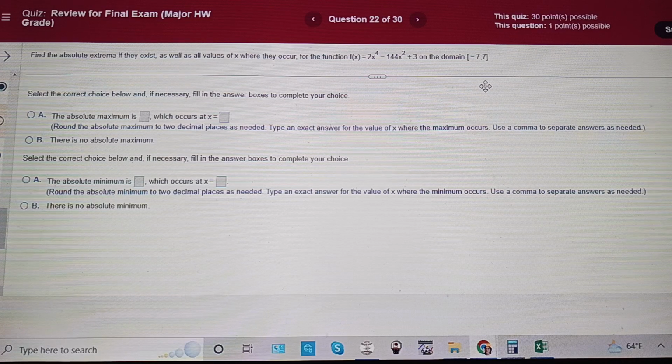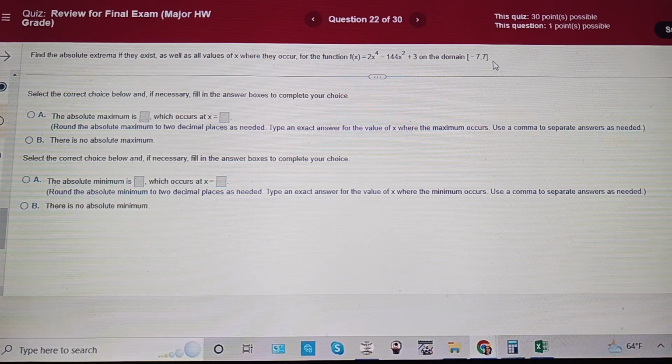Then the rule is you got to get your critical numbers, and you check the endpoints and any critical numbers inside this interval. And then you're guaranteed to get both an absolute max and an absolute min. I keep saying it wrong. When it's a closed interval, you're guaranteed to get an absolute max and an absolute min.